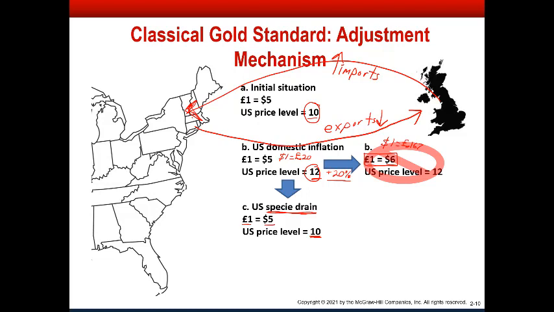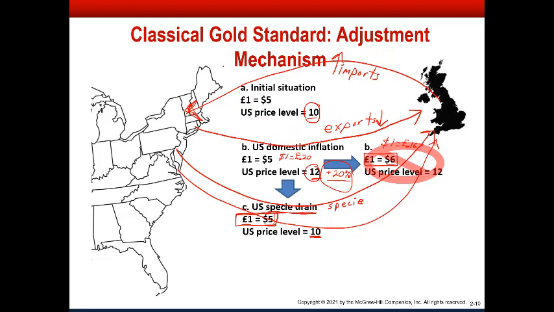So instead of using exports to finance all of our imports, we'll still have some exports, but now we're also just going to send gold or silver, we call that specie, to Britain to help pay for the imports that we can't pay for with exports. And that's going to occur. That specie is going to flow out of the U.S. until the U.S. price level comes back down and the fixed pound-dollar exchange rate makes sense. So that is what would happen and what did happen, and this is just one of many historical instances of this occurring under the classical gold standard.